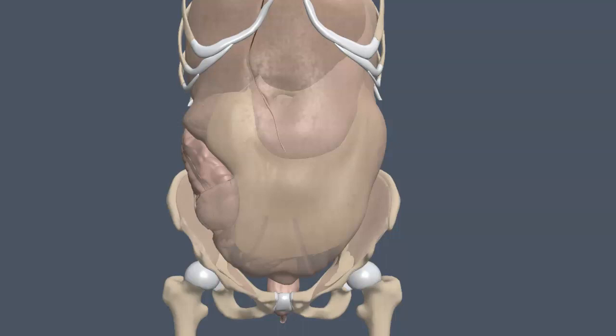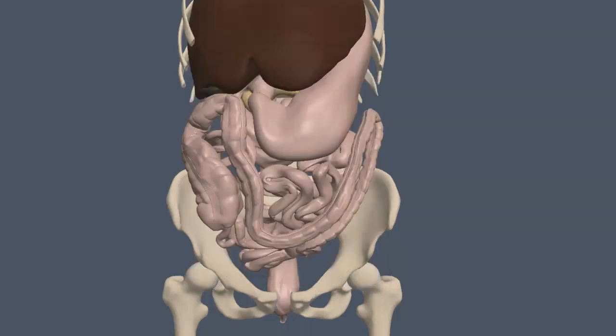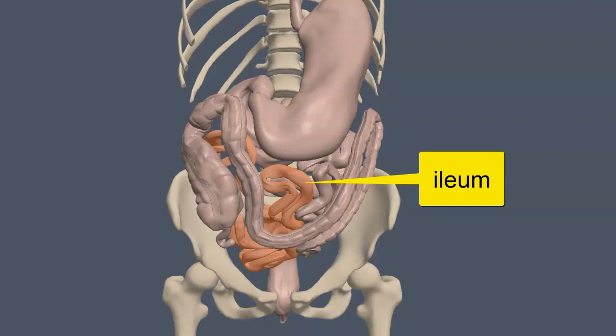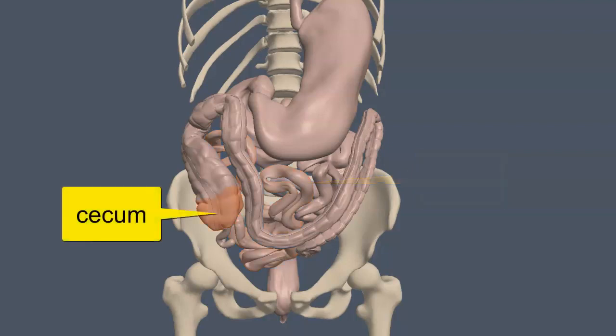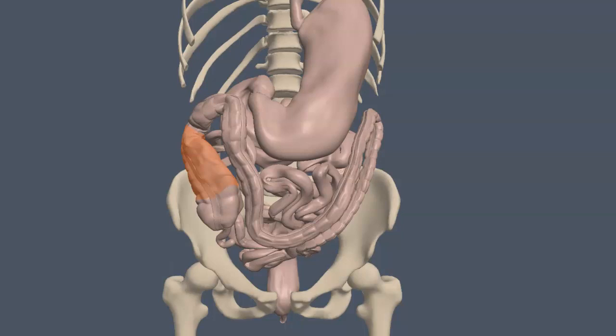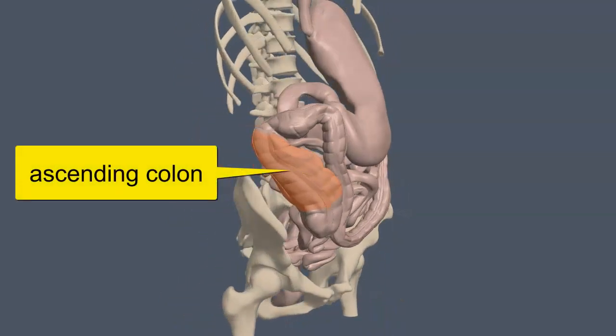The large intestine is continuous with the distal region of the small intestine called the ileum. Through the ileocecal valve, the ileum connects to the first portion of the large intestine called the cecum. And then distal to the cecum is the appendix. Moving from the cecum upwards is the ascending colon.